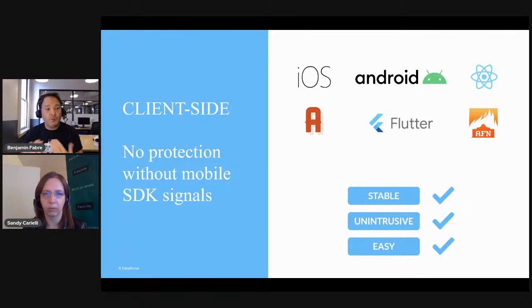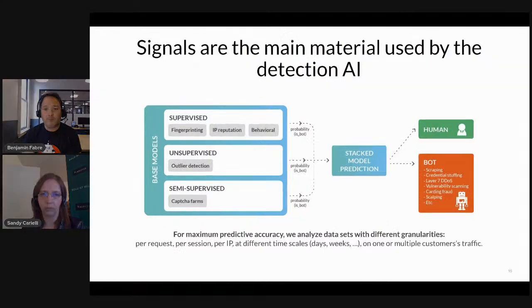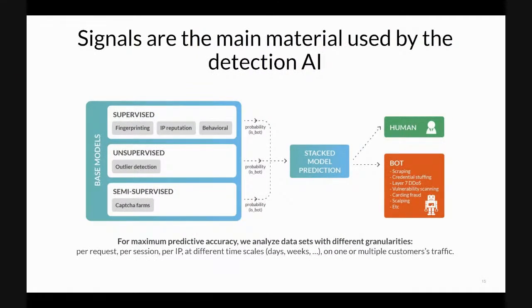So we have worked a lot with all our enterprise customers to make sure that this is compatible with all SDK frameworks to develop mobile applications. And finally, you have to leverage all those signals in real time by using a combination of different machine learning approaches. At DataDome, we are using supervised machine learning in order to detect all known threats, trained on a daily basis with data sets.